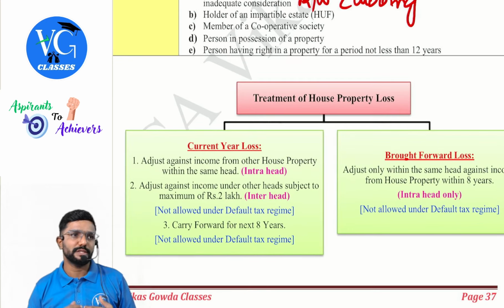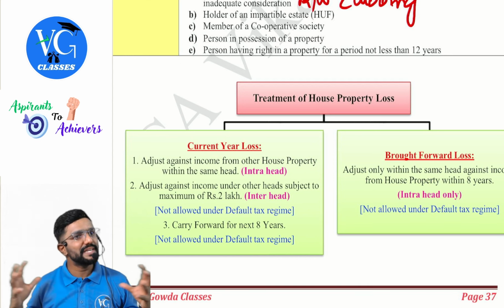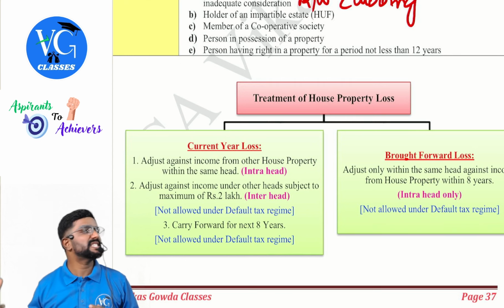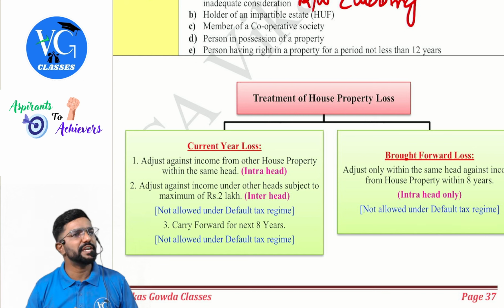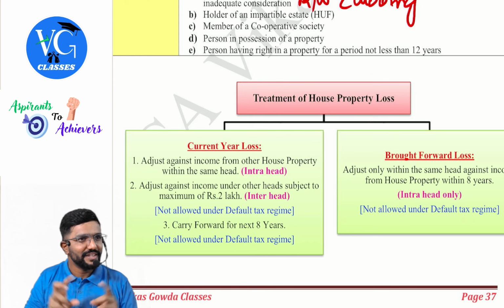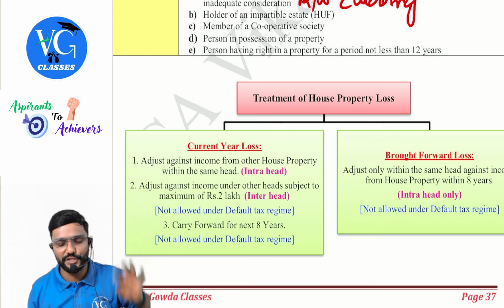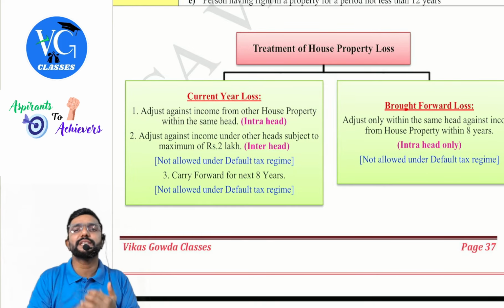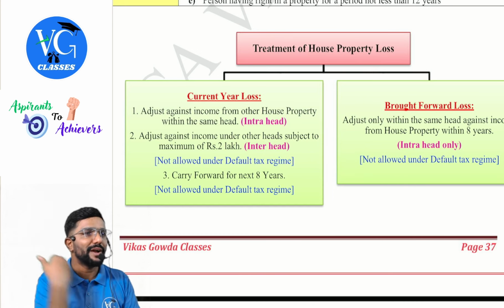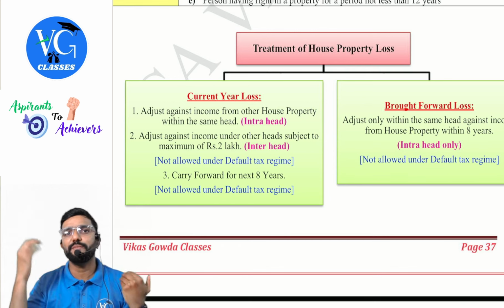Sir, what if I have a loss? We can have a loss under the head house property. See, loss, each head-wise I will be covering, and I will also be doing it as a separate chapter. We have a separate chapter called set off and carry forward of losses, section 70 to 80. But I will be doing it head-wise so that it is easy for you. Then we will go and connect all the dots in the set off and carry forward of losses chapter. Sir, I have a house property loss. Can I set off one house property loss against the other? Yes. Sir, can I set off my house property loss against the other heads of income? It depends on which scheme you are following.